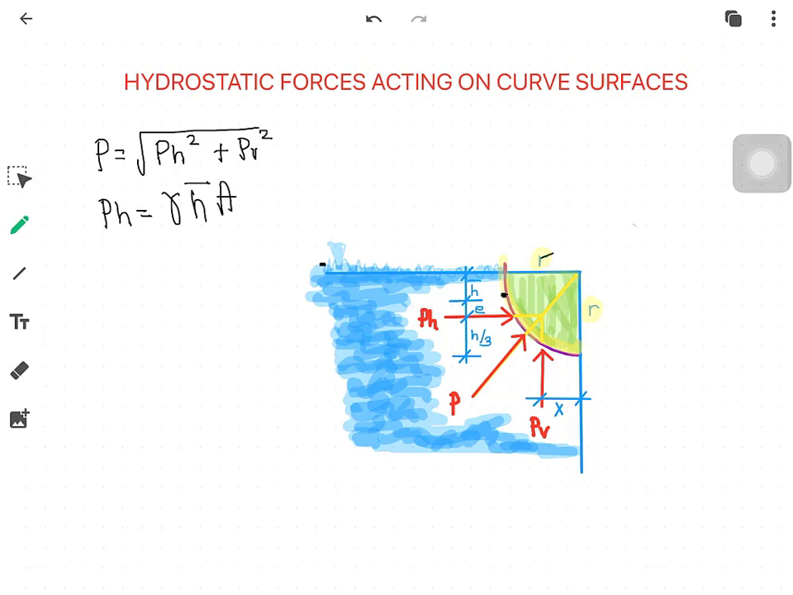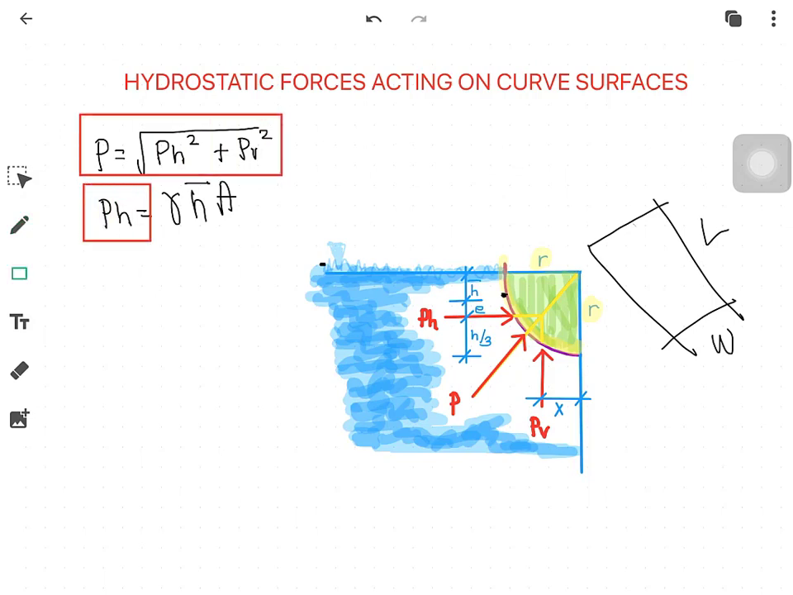So if we project the cross-sectional area of this gate, it will be just like that, but it is only curved. And then the vertical component of the hydrostatic force is equal to the weight of the fluid acting on the surface. So the weight of the fluid acting on it is just the unit weight of the fluid multiplied by the volume.